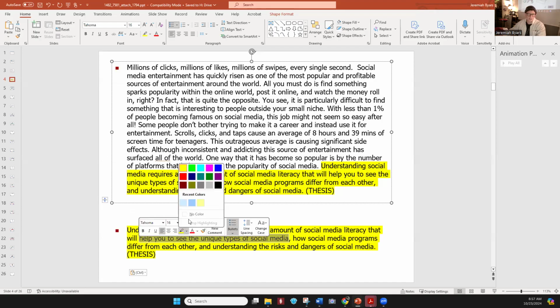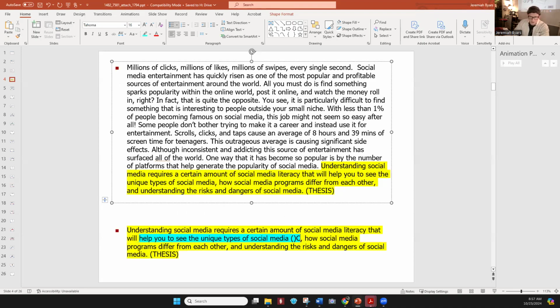This one helps you to tell your reader that this is going to be a classification paragraph. I do not want you to actually write that in your essay. I'm just demonstrating for you. Okay. How social media programs differ from each other. This is a compare contrast mode of writing.